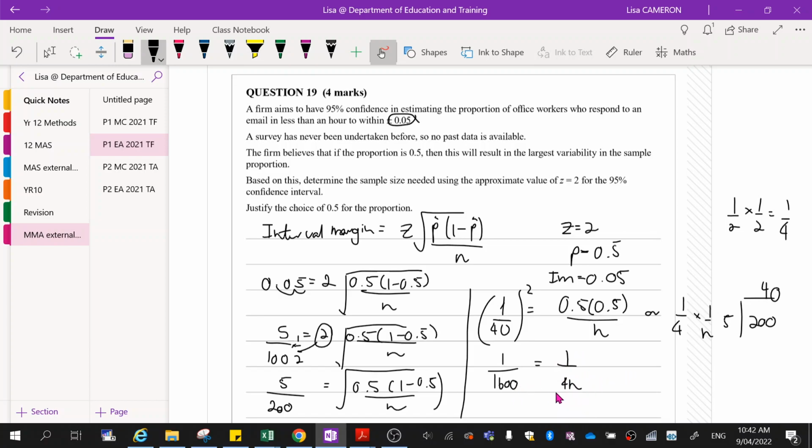Okay, now I can see that I want n on the top and it's currently on the bottom. So I'm just going to flip my fractions. So that'll become 1600 is equal to 4n. Take the 4 across by dividing, and that's going to leave me with n is equal to 400. Therefore, I need 400 people in this sample.